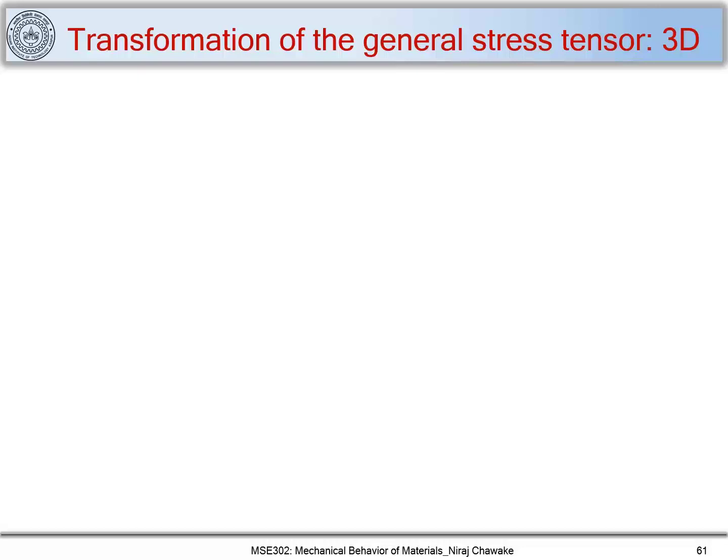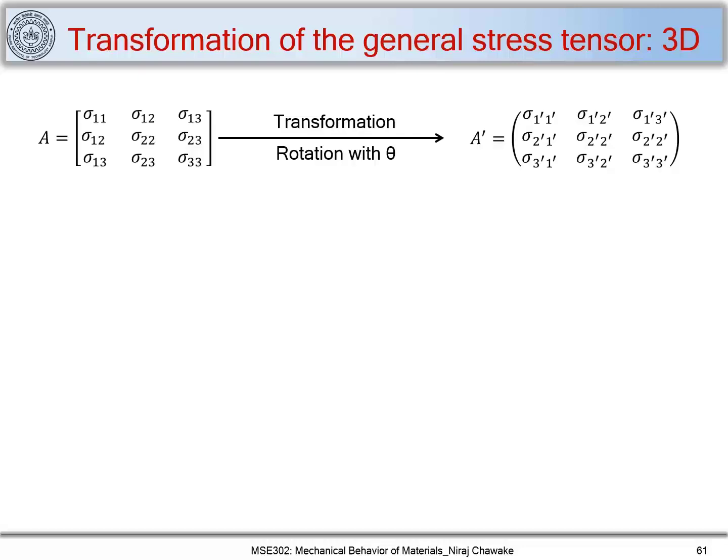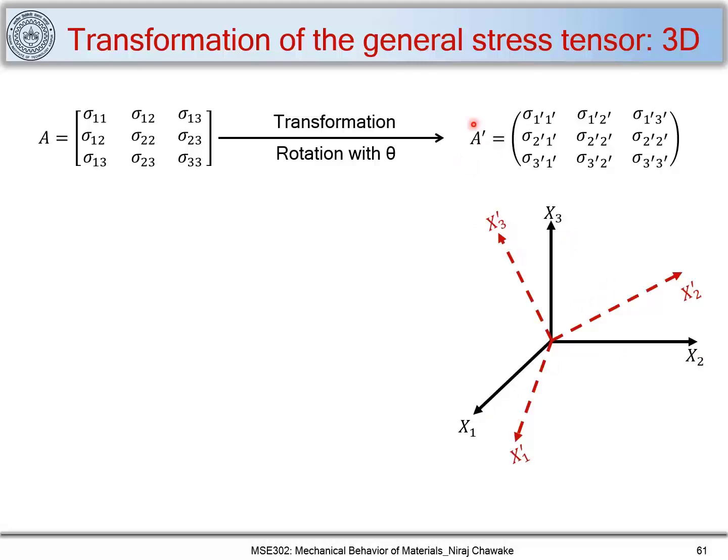Now let's apply it on 3D stress state. So what we have done here is you have given a stress state in 3D. Now I transform it or do a rotation with theta, and I get some stress state in a rotated coordinate axis. I call it A dash. I have this x1, x2, x3, and I just have this A dash in this rotated coordinate axis as x1 dash, x2 dash, and x3 dash.